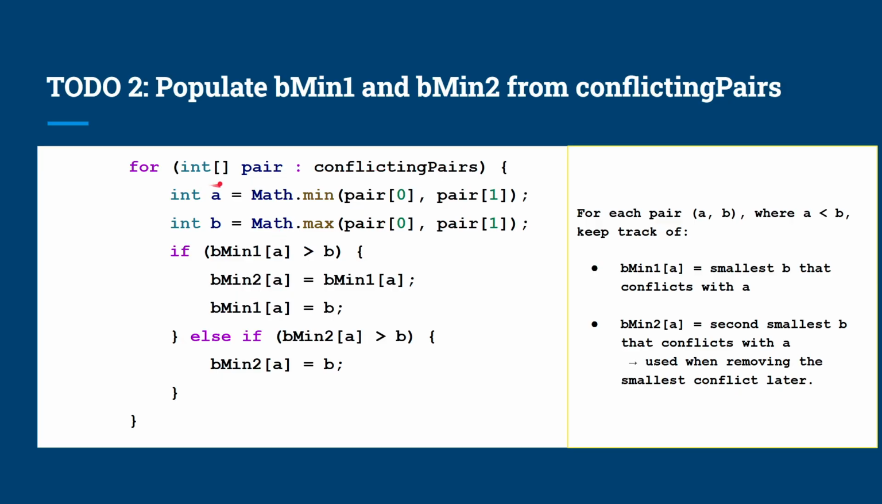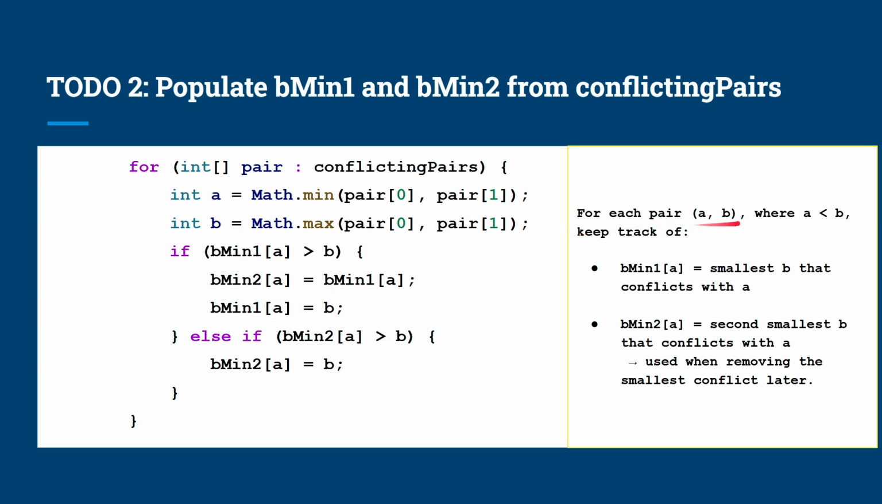Then we will populate these two values from the conflicts. How are we going to do that? We'll iterate over the conflicting pairs. We'll get one conflicting pair at a time, and we'll get a and b. So this is the pair at 0, right? Pair at 1, which one is the minimum, will go into a, and which one is the maximum will go into b, right? Then we'll check if b min at a is greater than b, we'll update b min 2 at a with the value of this, which means we are doing swapping. And then b min at 1 will be updated back to this one.